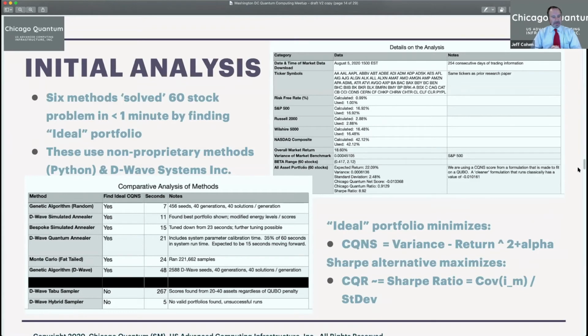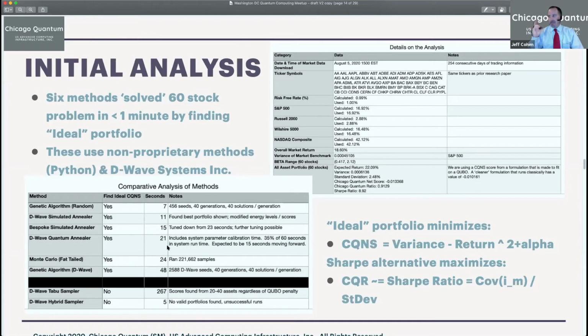And in pretty much every case, they found what we determined to be the ideal portfolio, the best CQNS out of 60 stocks that we can find. And we're using non-proprietary methods out of Python and D-Wave. What we found on the lower left: the genetic algorithm found it in 7 seconds. The D-Wave simulated annealer took 11 seconds. The bespoke simulated annealer, the one that we wrote, took 15. A quantum annealer took 21 seconds.